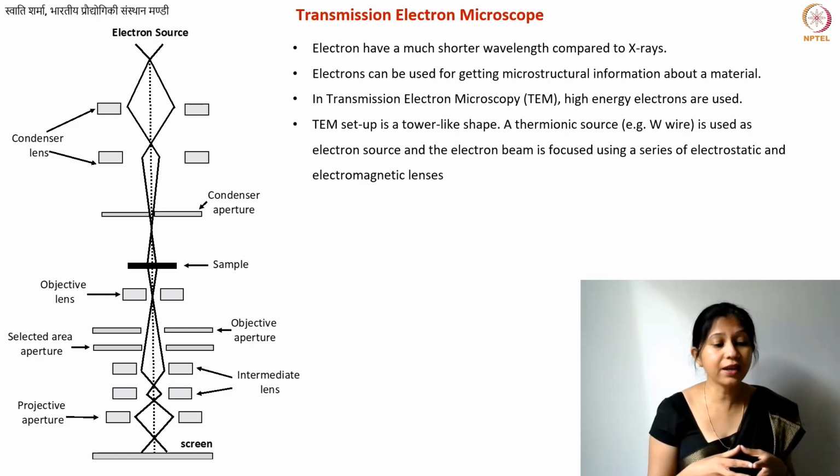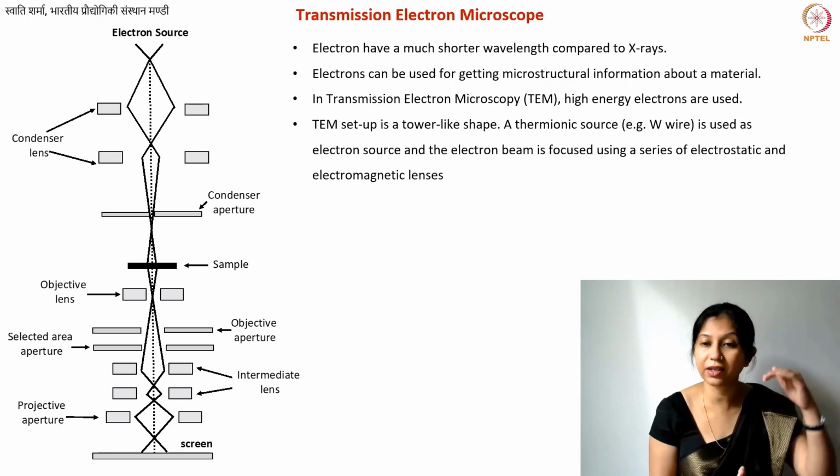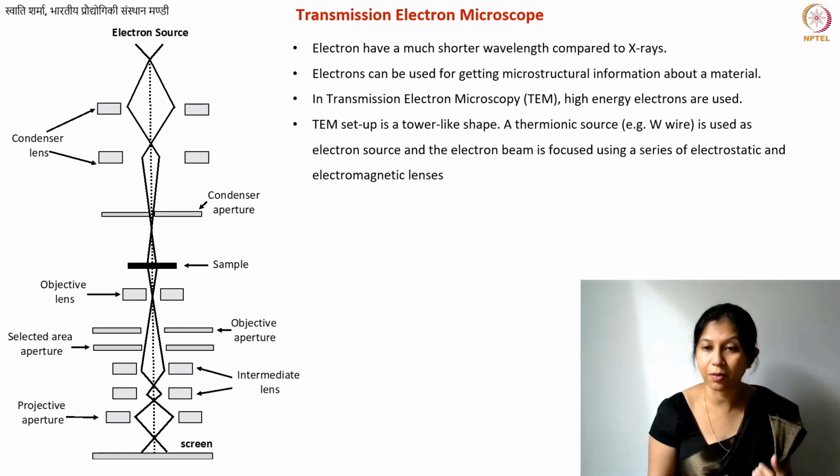Then you have an electron source. The most important thing for you is an electron source. You will use some thermionic source. In some other lecture I mentioned that a thermionic source is when you heat something and therefore the electrons come out. So you heat something and you also create a high potential difference, then the electrons come out of the source.